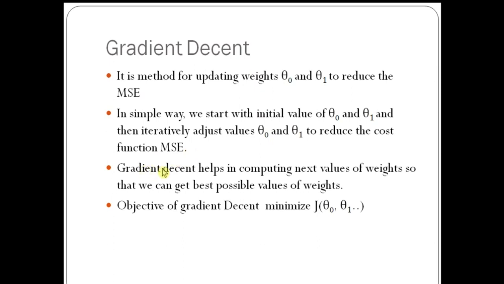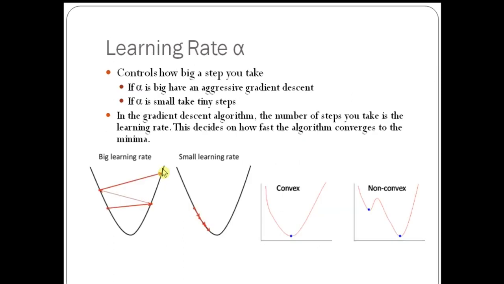Now gradient descent helps in computing the next values. What is the function of gradient descent? It helps in computing the next value so that we can get the best possible value. As I already told, the objective is to minimize the value. So we use some terms in gradient descent, that is derivatives and the learning rate. So what is basically a learning rate? Think of a pit where we are going.